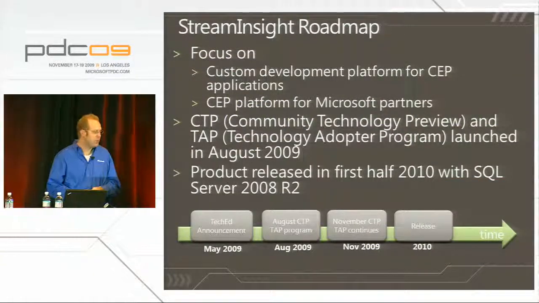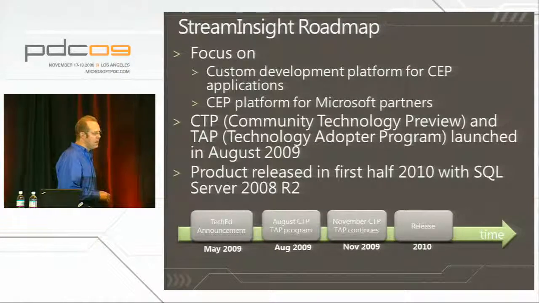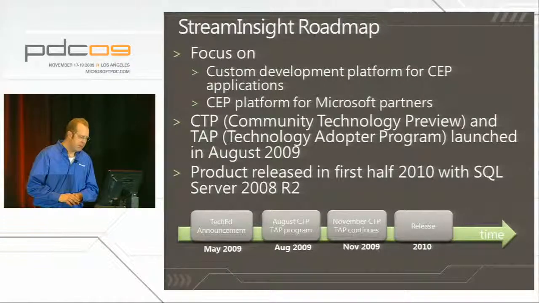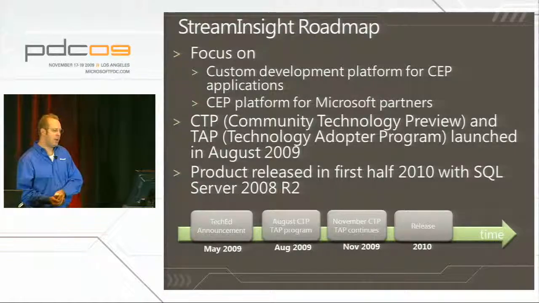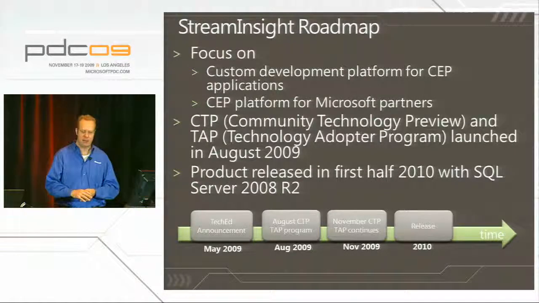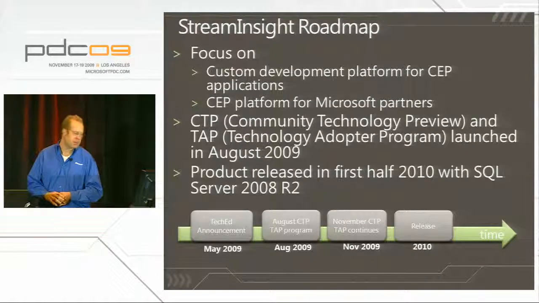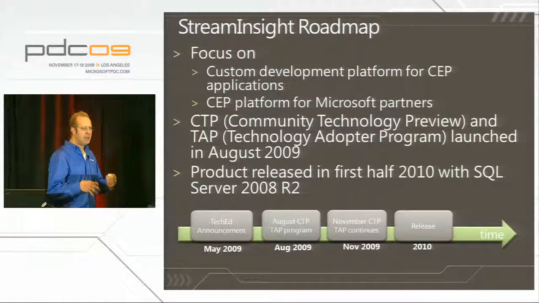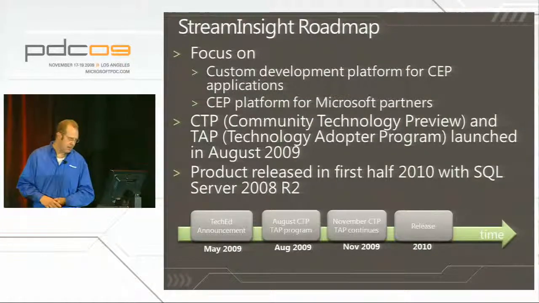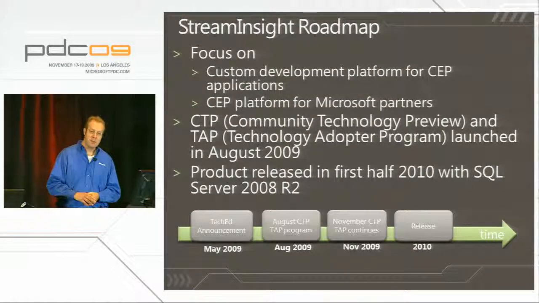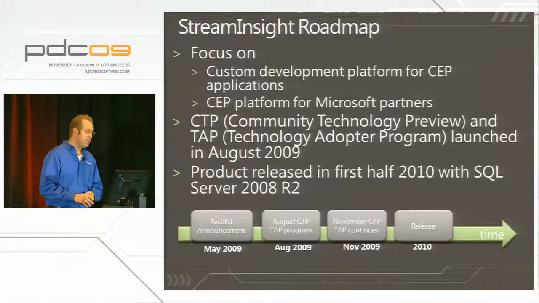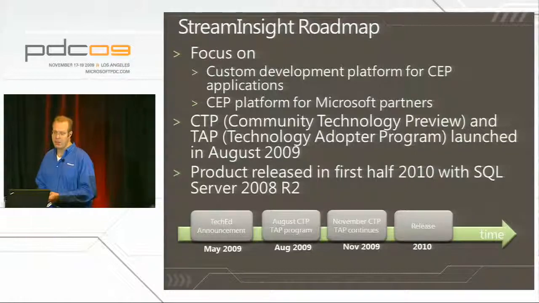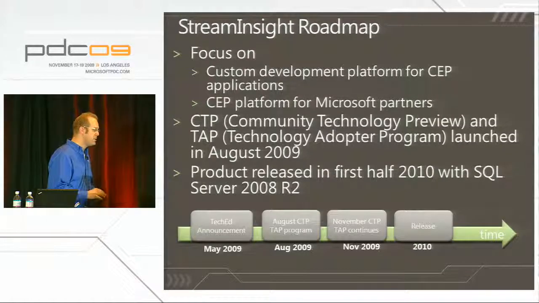A quick look into the future and in the past. Where are we in terms of our product roadmap? We're focusing right now on the first two scenarios that I had on the previous slide. We want to provide a platform for custom development for custom applications, and we also want to provide a platform for partners and ISVs with StreamInsight. We announced the product at TechEd earlier this year. We released our first public beta in August as part of our SQL Server community technology previews.